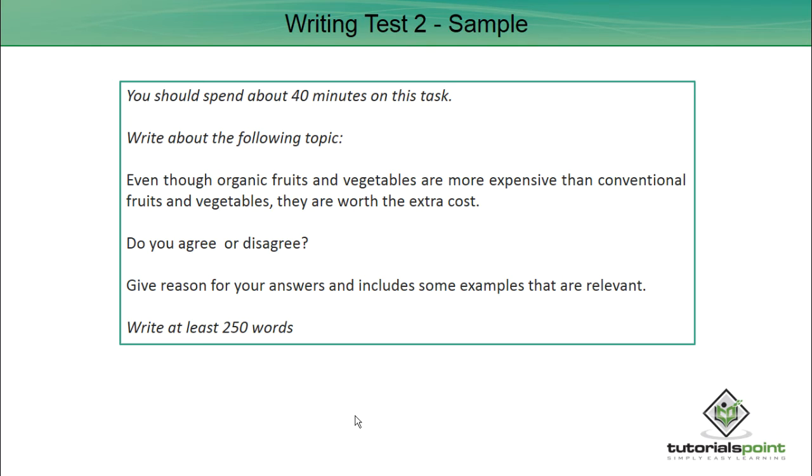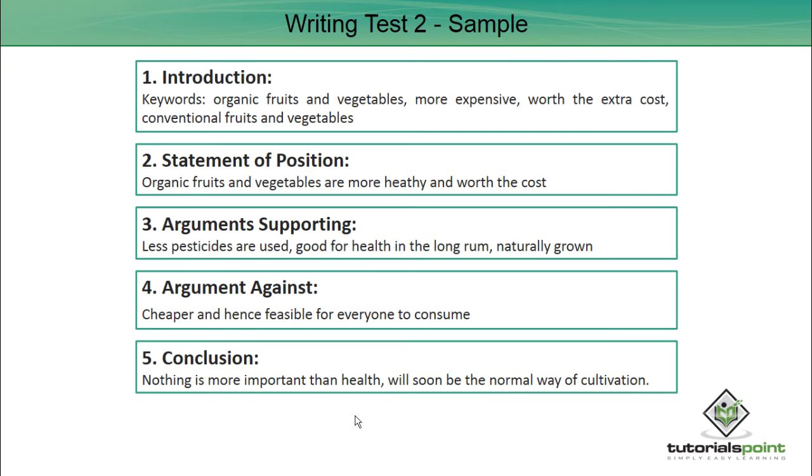And to begin with, for this topic, I'll tell you how you can apply the 5-step method. So basically, the 5-step method, as you know, includes the introduction, statement of position, arguments supporting the topic, arguments against the topic, and conclusion. So here, to begin with, for introduction, you need to highlight all the keywords. The keywords here are organic fruits and vegetables, worth the extra cost, conventional fruits and vegetables. So the statement that I chose to take is organic fruits and vegetables are more healthy and worth the cost.